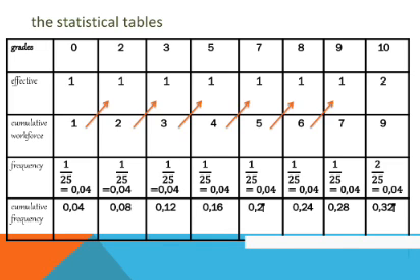Grade 9: effective 1, cumulative workforce 6 plus 1, frequency 0.04, cumulative frequency 0.28. Grade 10: effective 2, cumulative workforce 7 plus 2, 9, frequency 0.04, cumulative frequency 0.32.